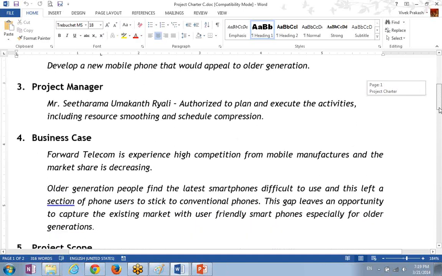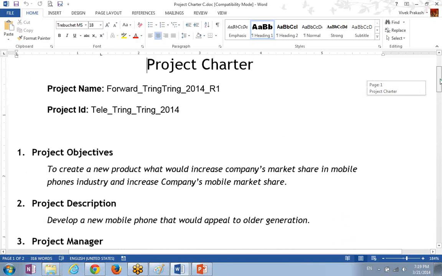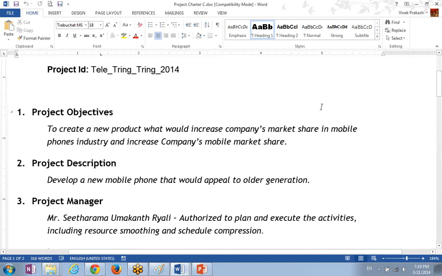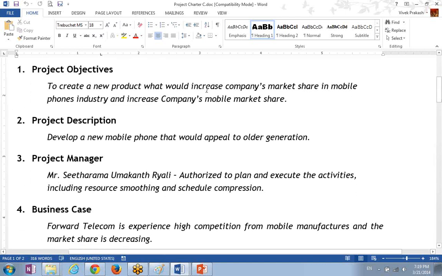Okay, so I'll give some analysis of what you have done. Because it is prepared and you have added some more fields into this, it's more creative work. But there are a couple of issues which I will tell you. What you write here is: project objectives, to create a new product that would increase the company's market share in the mobile phone industry.